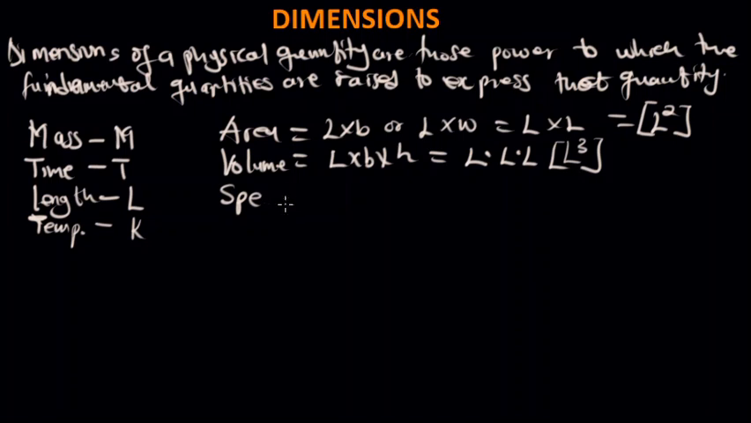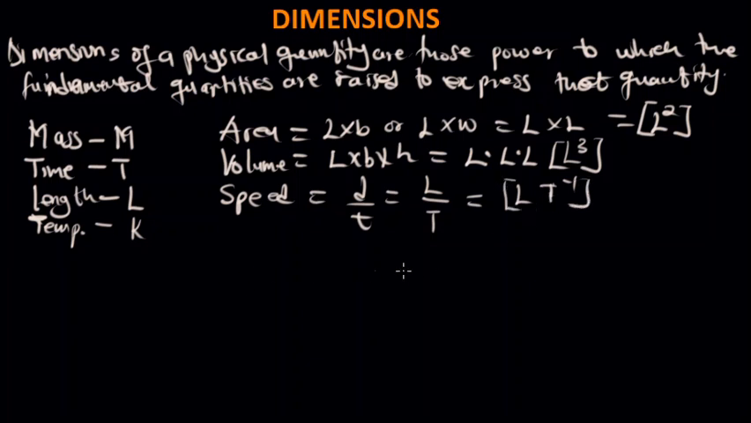Now let's look at speed. Speed is distance over time. Distance is in terms of length, so L, and then we have capital T. This will be equal to L, and because this one is divided, when it comes up it has a power of -1. So T to the power -1, and we put it in a square bracket like we've done nicely.